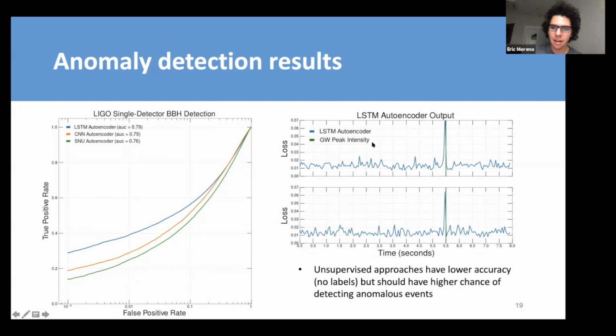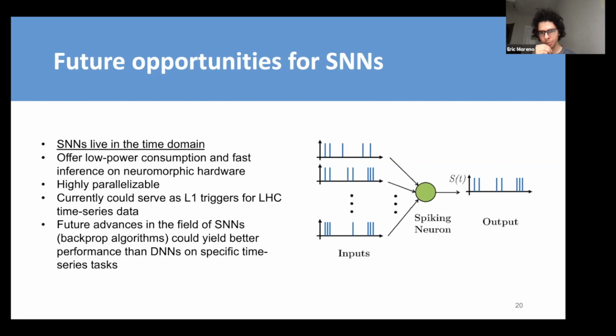And the loss plot for the spiking neural unit was not as exciting as this LSTM autoencoder, but I wanted to show what a loss looks like. Basically, you have your noise data, and when a gravitational wave comes in, you see a spike in the loss, and then you're able to trigger on this spike with anomaly detection methods. So of course, our unsupervised approaches will have a lower accuracy than supervised approaches in detecting gravitational waves, but the contrary is that they have a higher chance of detecting anomalous events. And so this is basically what I did for the summer.